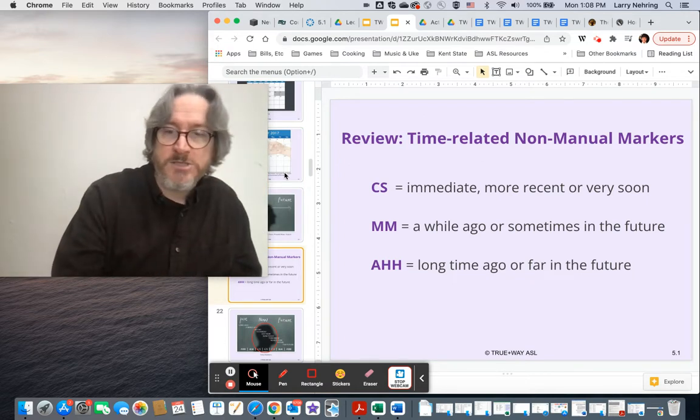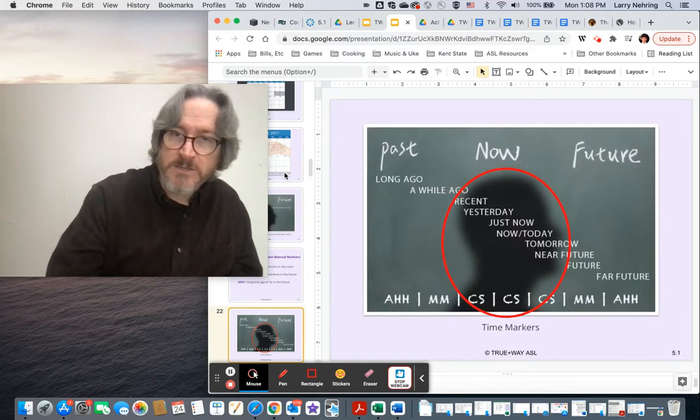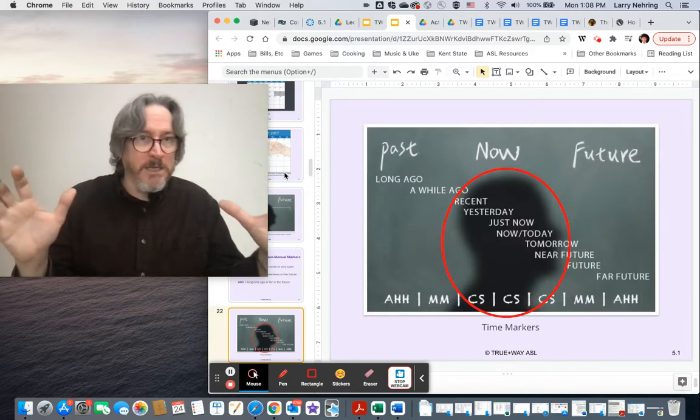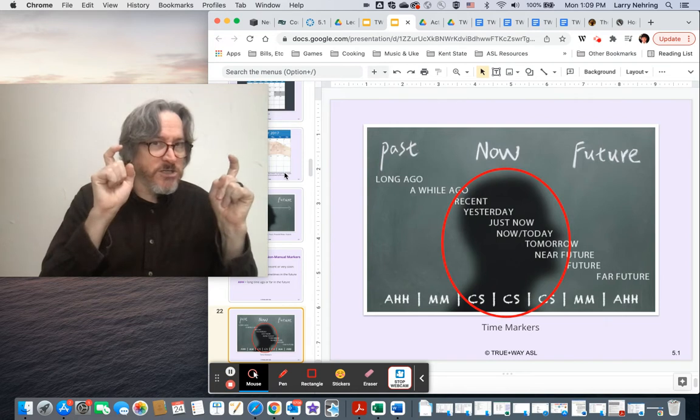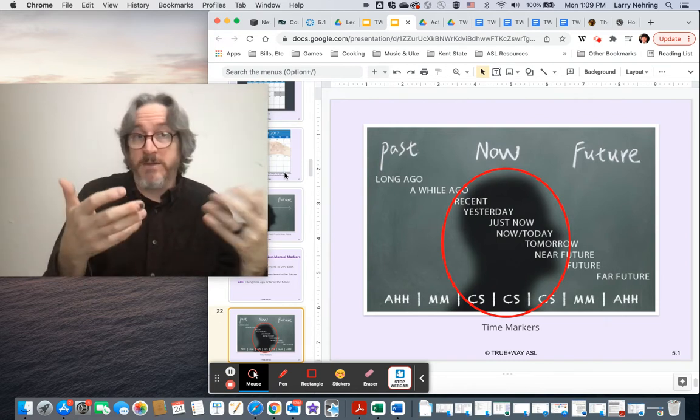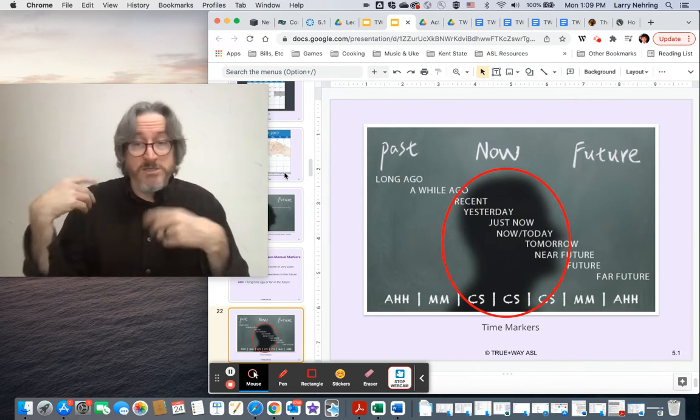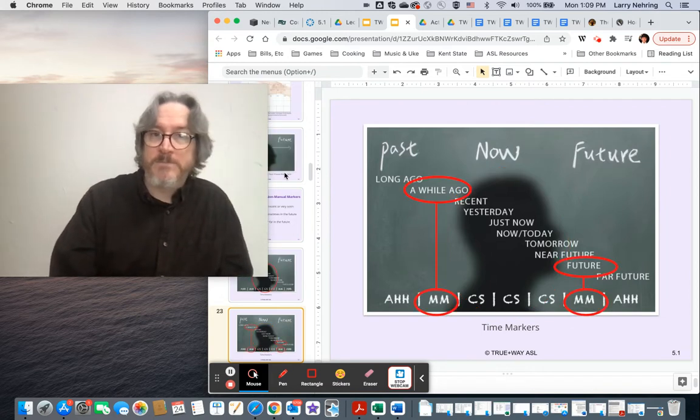Okay. So in this case, we're talking about time. So you'll be able to see in all the videos, watch their facial expressions when they sign something time-wise. Are they talking about it far in the future, far in the past, or pretty recent?